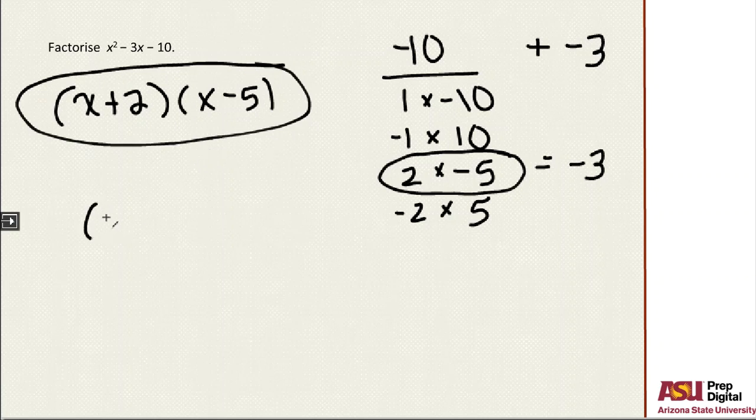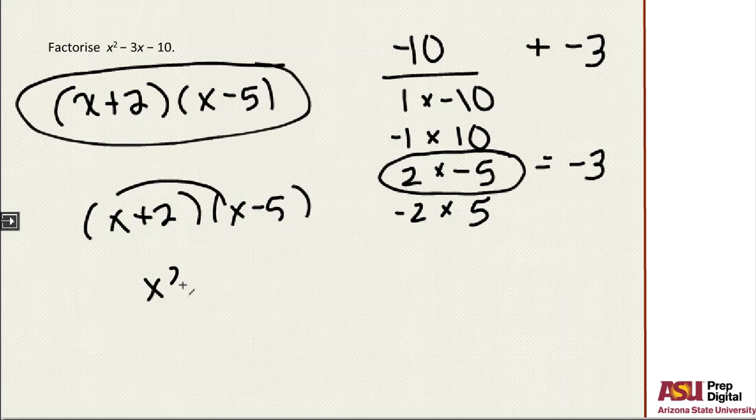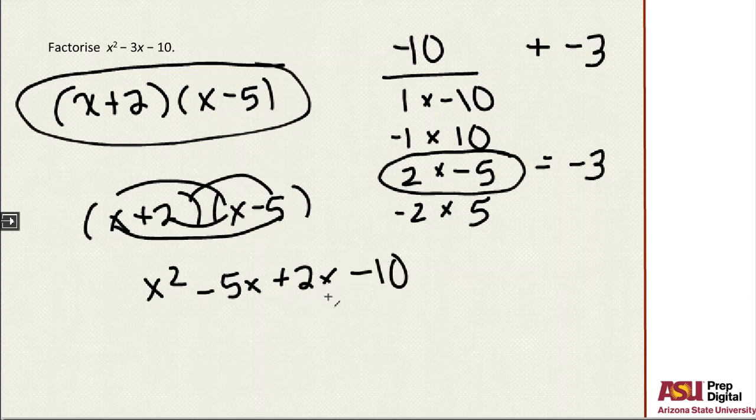And again, just a quick check. If I multiply my first, I get my x squared. My outer, I get my negative 5x. My inner, I get my 2x. And then my last, I get the negative 10. Combine these, and there's my negative 3x. So I know I've done it correctly because when I distribute my factored form out, I get back to my original.